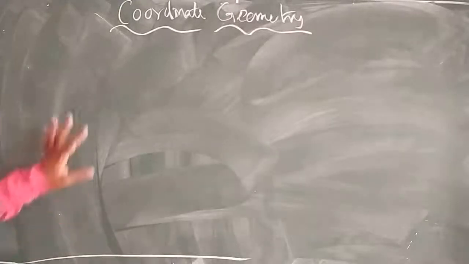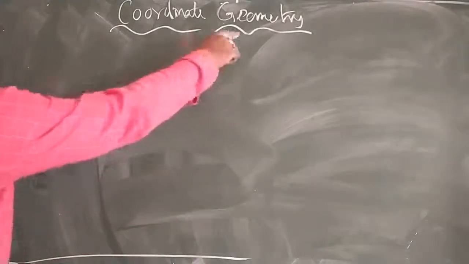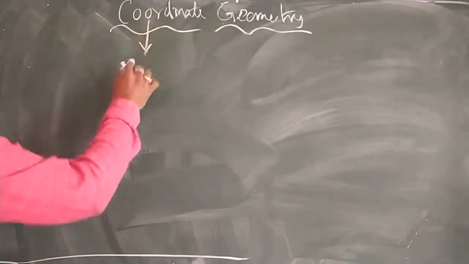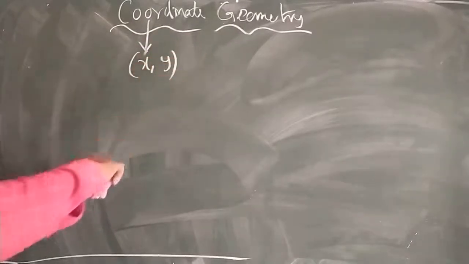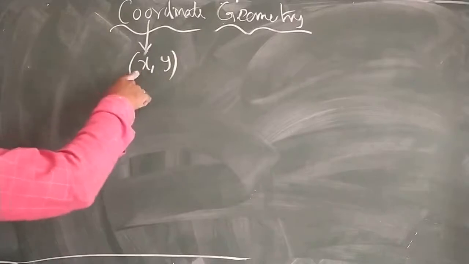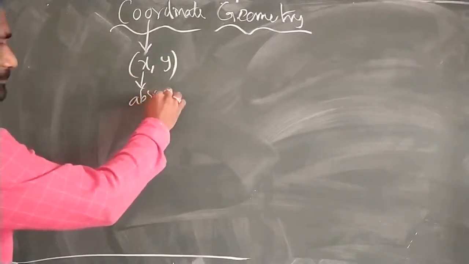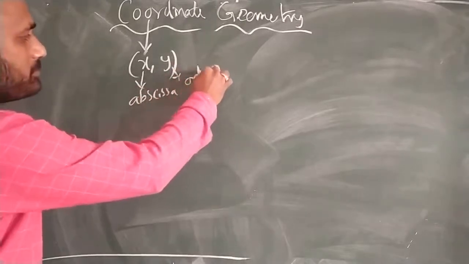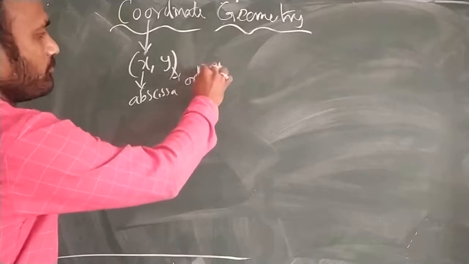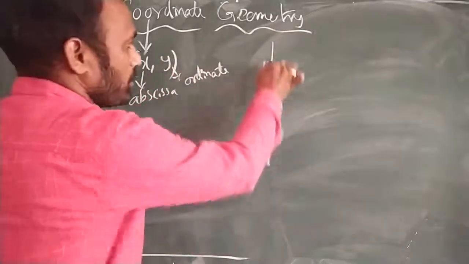Very good morning, students. Today we are going to learn a new chapter, coordinate geometry. It is a kind of geometry where the coordinates will be there. The coordinates are denoted by x comma y. Already we have learnt in our ninth standard that x is abscissa and y is ordinate. And we have also learnt how to locate the points on the coordinate plane.